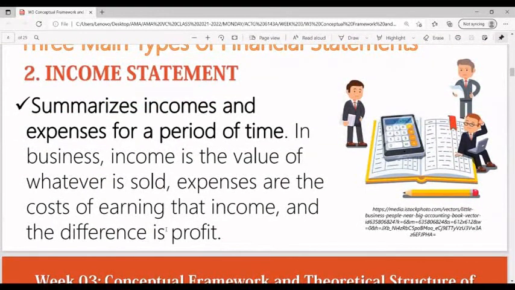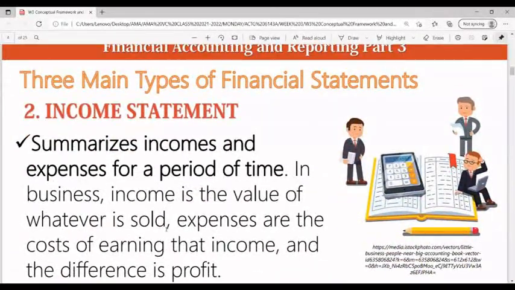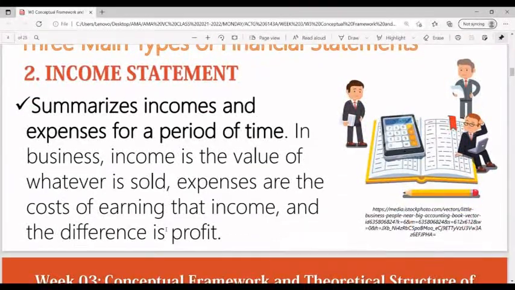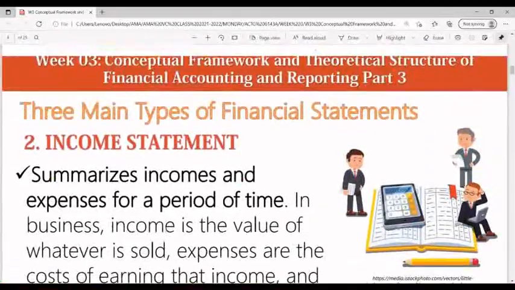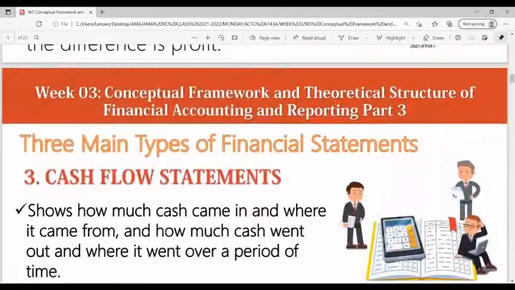Next is the income statement, part of the three main types of financial statements, which summarizes incomes and expenses for a period of time. In business, income is the value of whatever is sold. Expenses are the cost of earning that income, and the difference is profit. So this is also the financial operation.